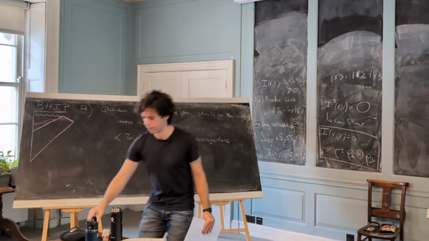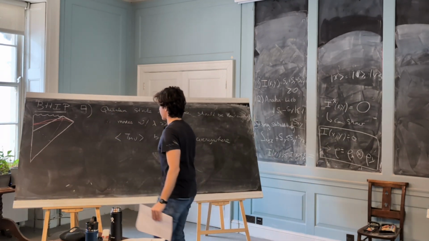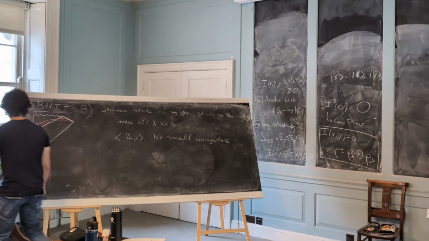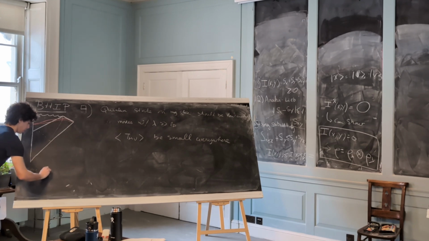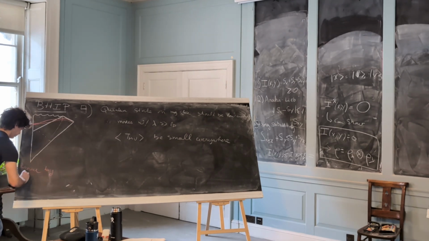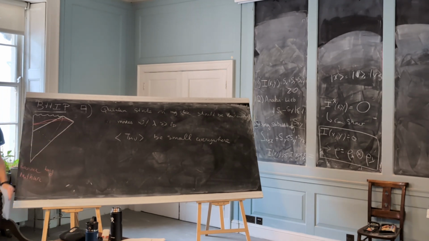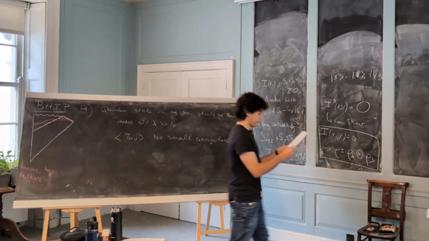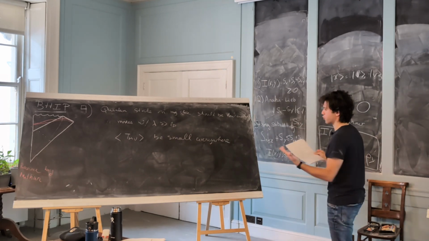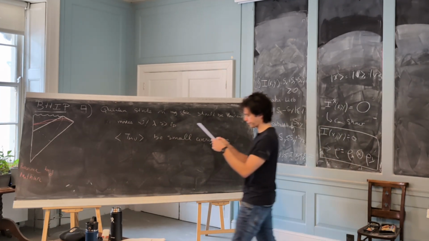I should mention a reference. I learned all of this from a nice review by Samir Mathur, and it's in the suggested reading. Okay, so how do we construct such slices?